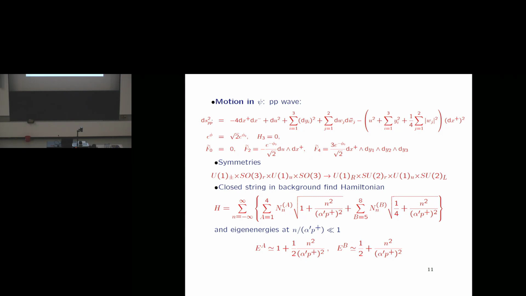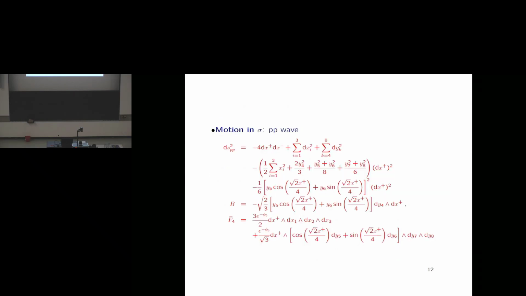So for the first motion, we find a corresponding PP wave, and the symmetries of this PP wave match the symmetries obtained in a large charge limit of the field theory. And then the Hamiltonian for the string quantized in the background, for the closed string quantized in the background, is given here. And then the eigen energies, when this contribution is small, this object is small, are given like this. So at leading term, 4 of the components have energy 1 and 4 have 1/2, and then there's a correction.